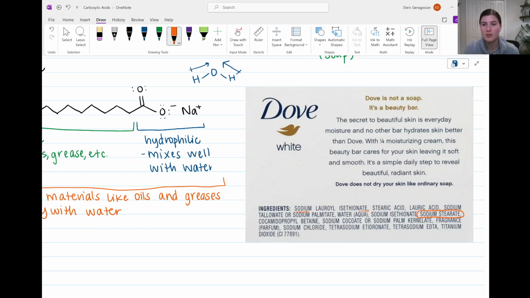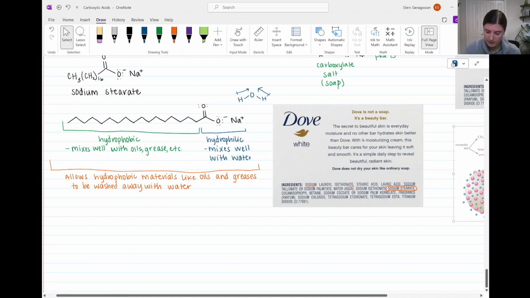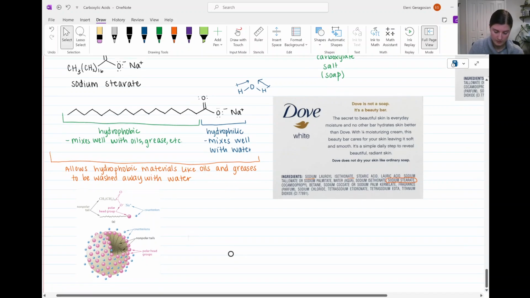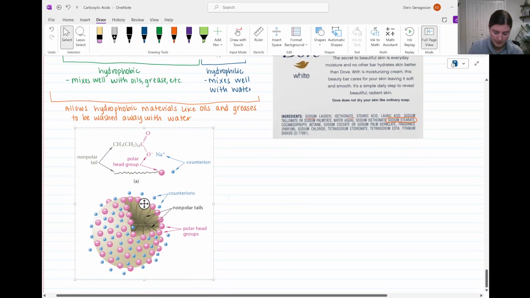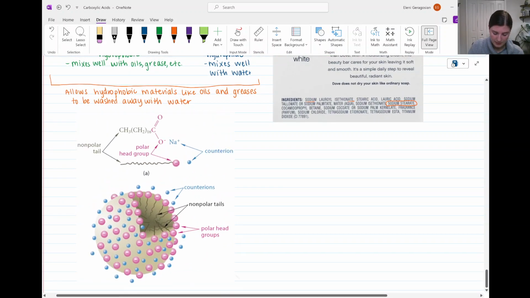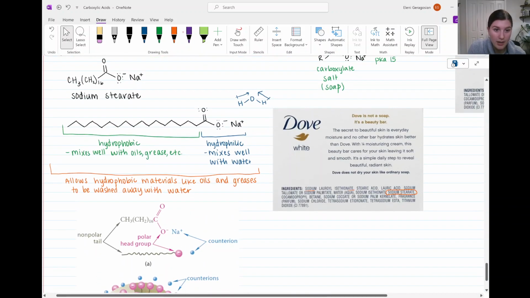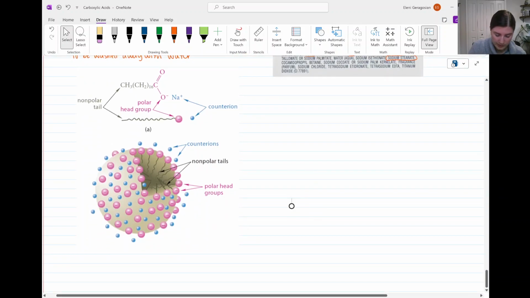Now you may have also heard of micelles. I have an image of that over here. So let me carry this over. If you have a high concentration of these carboxylate ions in solution, then the nonpolar tails, which are the hydrophobic area of the molecule, would kind of gather together, and those are represented by these wiggly lines.